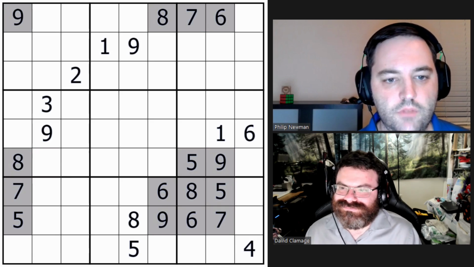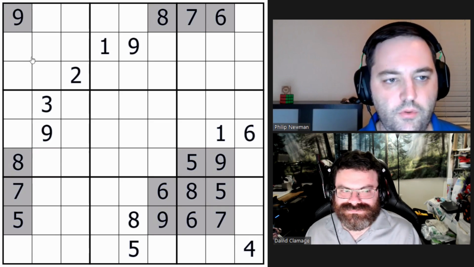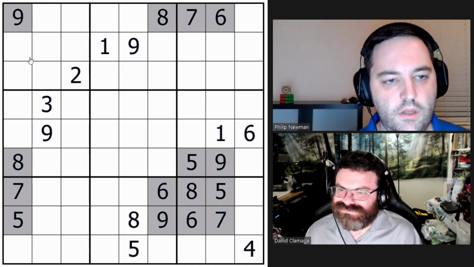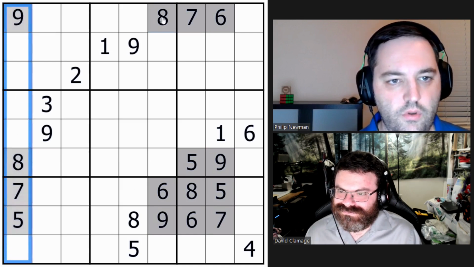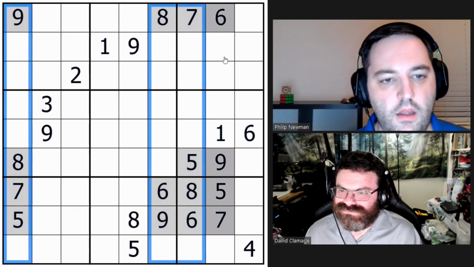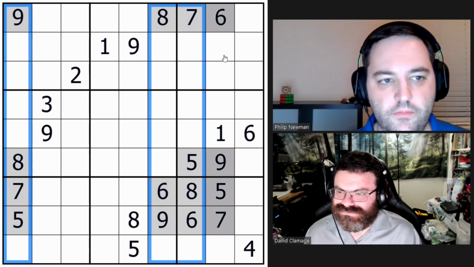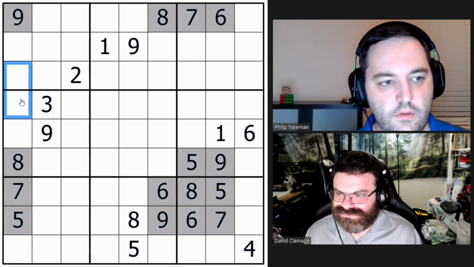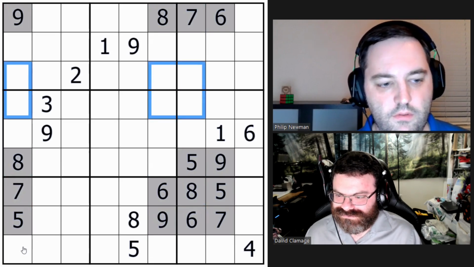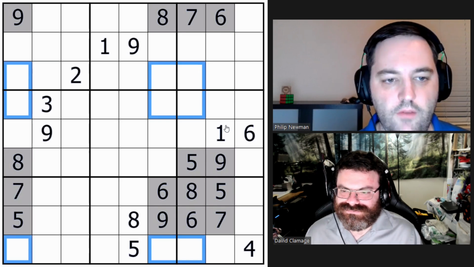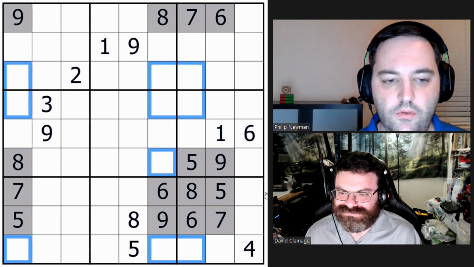Do you want to look at columns? I think columns are probably the better choice here. Sure. So let's look at columns 1, 6, and 7. Where does 1 go in those columns? It looks like it's only 3 places, so it's these places. Because our given ones are in rows 2 and 5, they eliminate those cells, but also the cell right here.